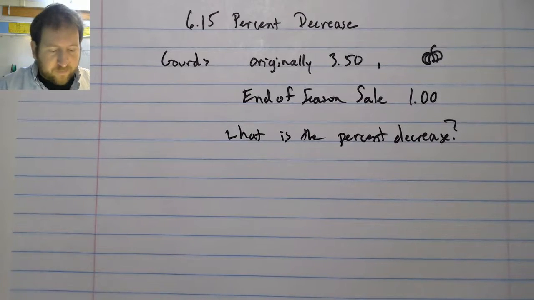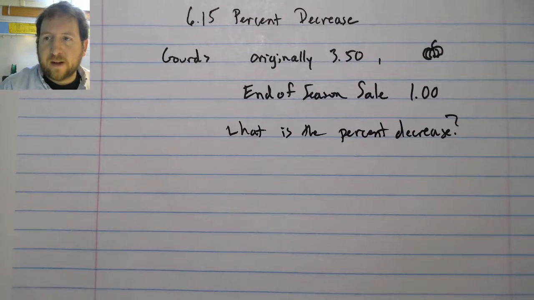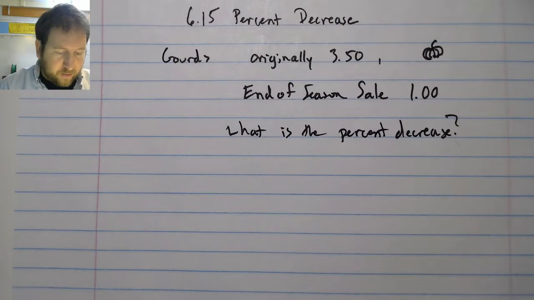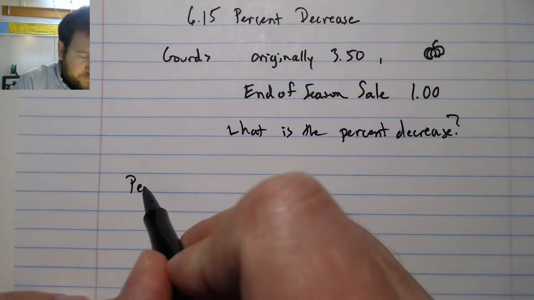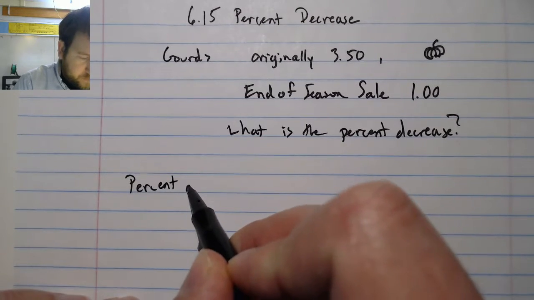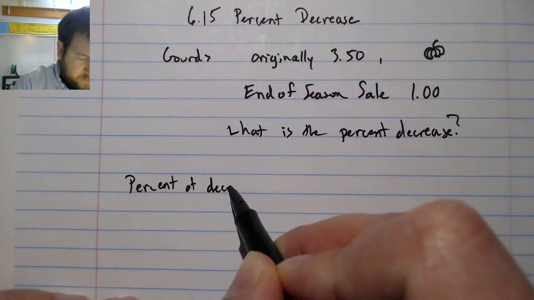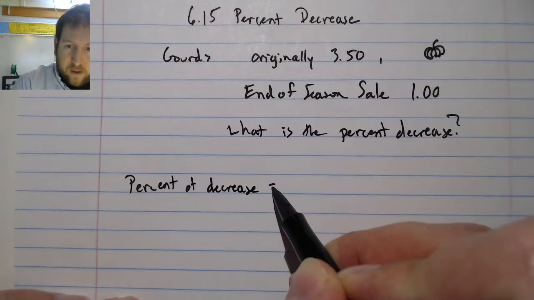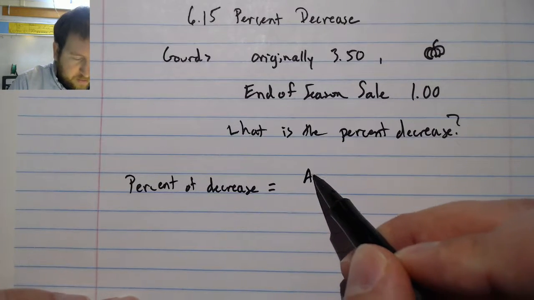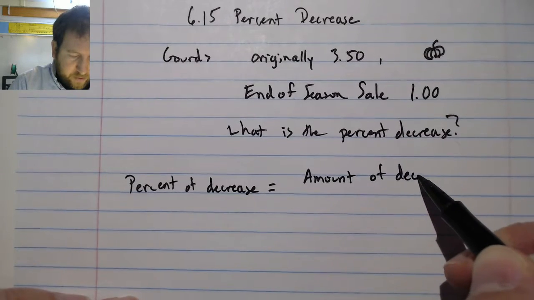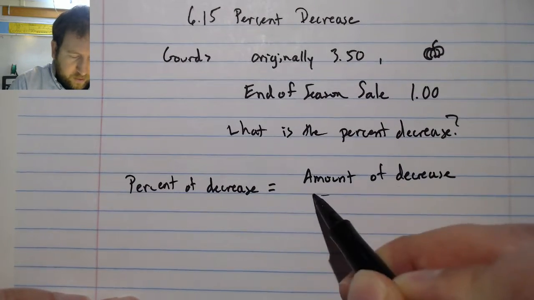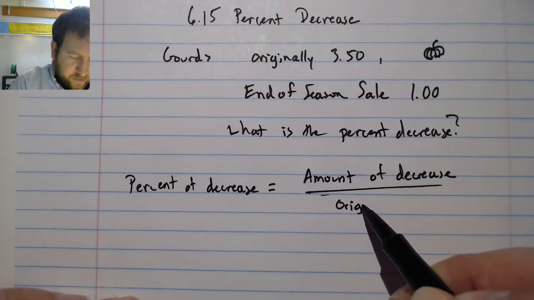All right, so for this, we're going to use a very similar formula from our previous one, actually. And it looks like this. We're just going to write percent of decrease equals the amount of decrease over the original amount.